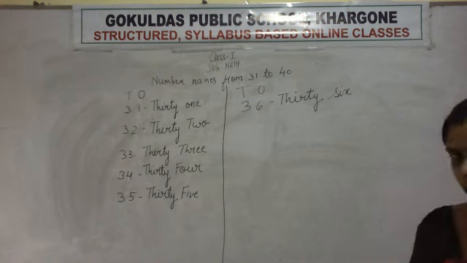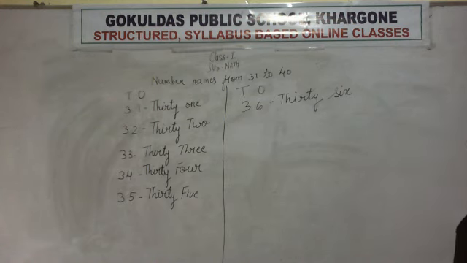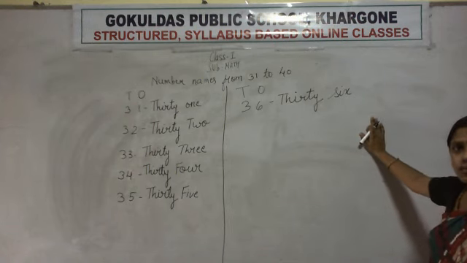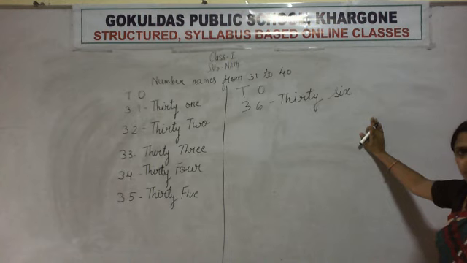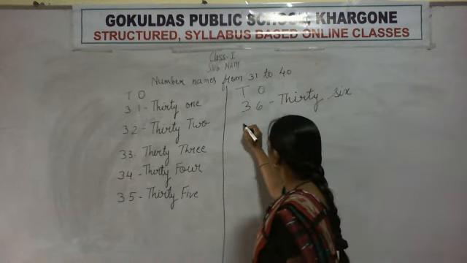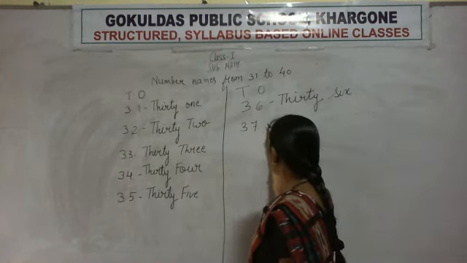Now write, what number will come next? What will be the next number? The next number is 36. Yes, very good. Now after 36, 37.